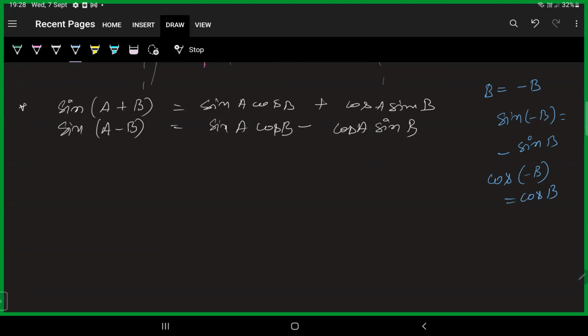Okay. So that's how we got the plus. Plus cos a, cos a is positive, and sine of minus b is what? Minus sine b. So we'll multiply the minus, the negative side. Got it? It's very easy. You just memorize this formula. That's what you have done, right?